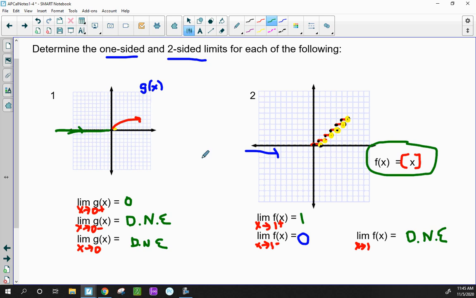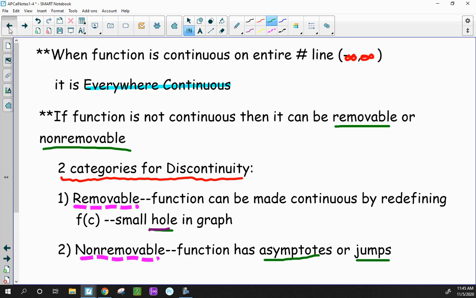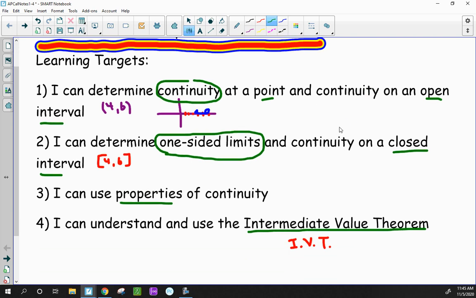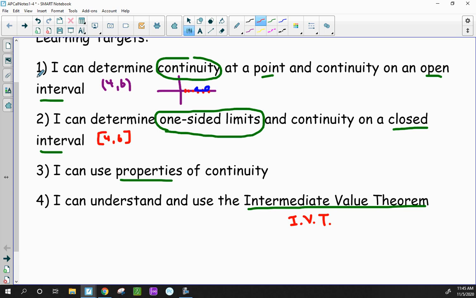And so for today's notes, and I know it's a long video, but AP Cal is going to be like that. It's just kind of the nature of the beast. We did look at Learning Target 1 to a point. We looked at it like here. We didn't even get to the open interval, closed interval stuff, so we'll have to do that next time. We did do part of Learning Target 2, the one-sided limits. So basically we've done only pieces of Learning Target 1 and 2. We still have to look at open interval, closed interval, properties, and IVT.